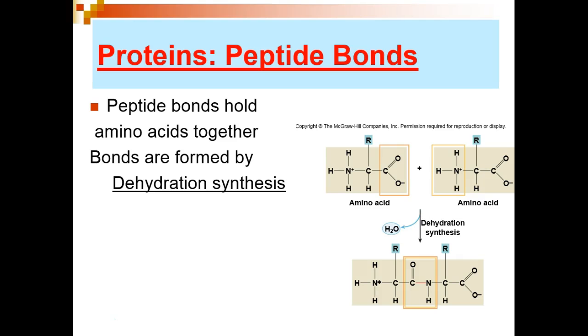Amino acids are brought together by covalent bonds called a peptide bond. A peptide bond is the result of a dehydration synthesis in which the carboxyl group of one amino acid reacts with the amino group of another amino acid. With the removal of water, a covalent bond is created between the two amino acids. This covalent bond is called a peptide bond.